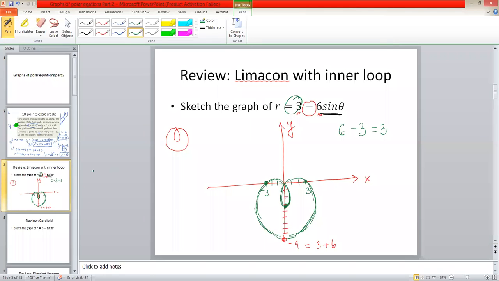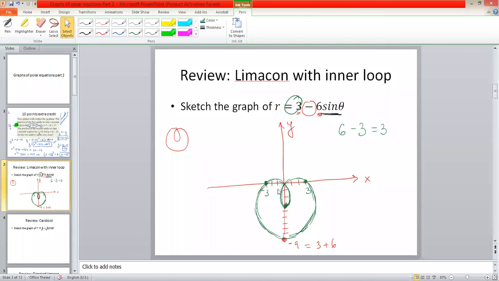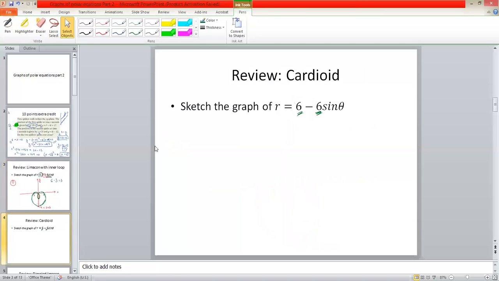All right, next one, cardioid, my favorite shape. Cardioid happens when these numbers are the same. Basically, it will be the same as Limaçon with inner loop, but without the loop. And that's called cardioid. Was there a question? All right, I thought someone said something. All right, but how to draw cardioid? It's pretty much the same approach.